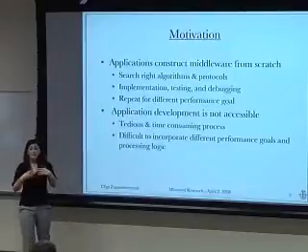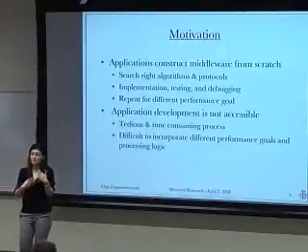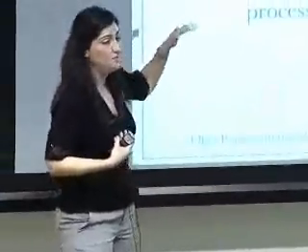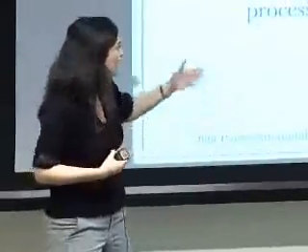And then if we have to change something, if we have to change the performance metric that we need to optimize for, then we have to do this process all over again. So this makes the development of these applications very difficult and time-consuming. And it makes it very hard to incorporate different performance metrics and different processing logic, right?